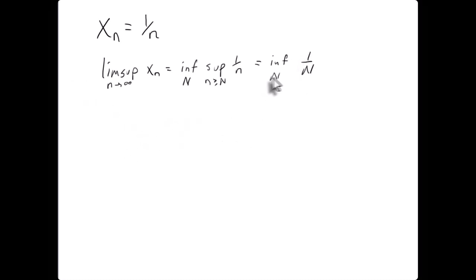Now we take the smallest of this collection of capital N's. So now I have a new index. Now my index is capital N, and my value is 1 over n. And I'm running through all of the natural numbers. This is a monotonically decreasing function, and so its infimum is 0.